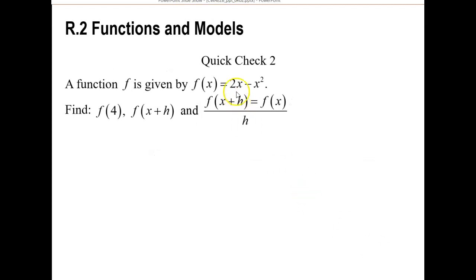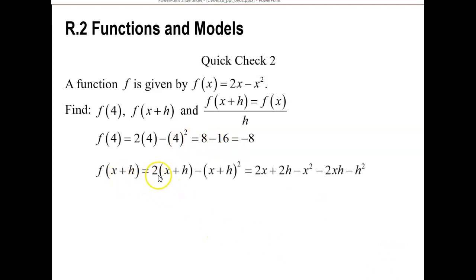All right, so this one you should try on your own. So I would pause the video. Our function here is f of x equals 2x minus x squared. We're going to pretty much do the same thing here. This should be f of x plus h minus f of x, over h. So f of 4: 2 times 4 minus 4 squared. 8 minus 16, negative 8.